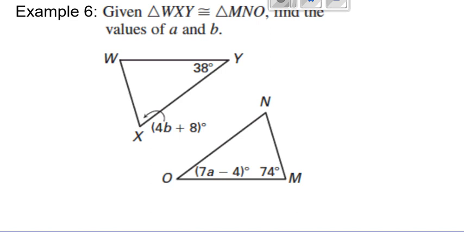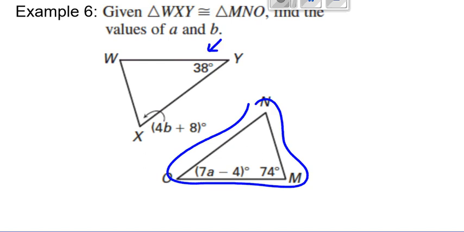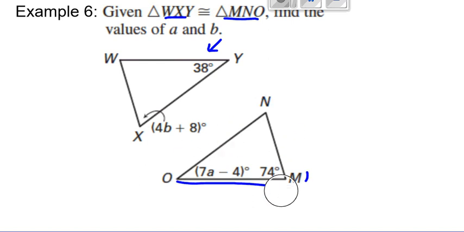All right, given triangle WXY is congruent to MNO. So here's an example of where it gets kind of confusing when you're trying to figure out which angle goes with what. So instead of looking at this diagram right here, I'm going to duplicate this one and then use this lettering sequencing to transfer my information. All right, let's see what that looks like.